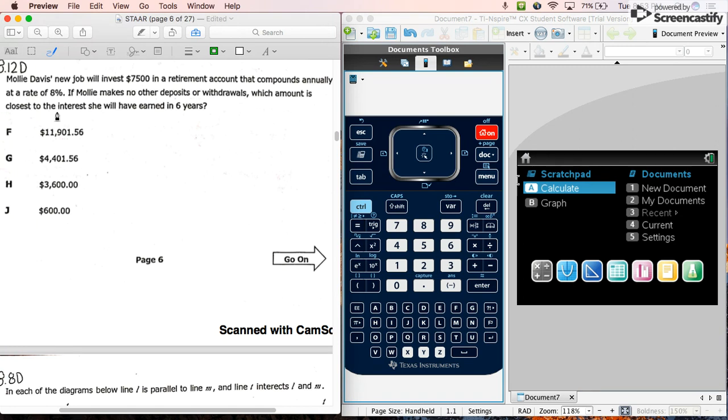Okay, so I know two things from this question. The first thing that stands out is this is going to be a problem about interest. We're going to underline that because that's a key word. What kind of interest? Simple or compound? Well, it says it's going to be compounded annually, so I know it's compound interest, okay?